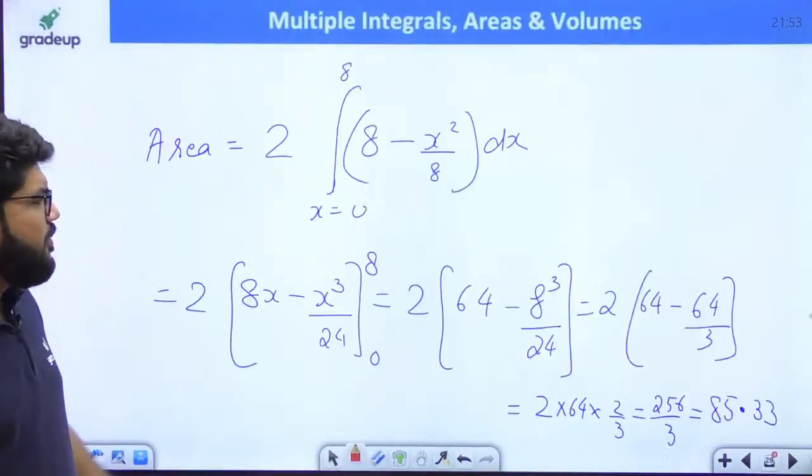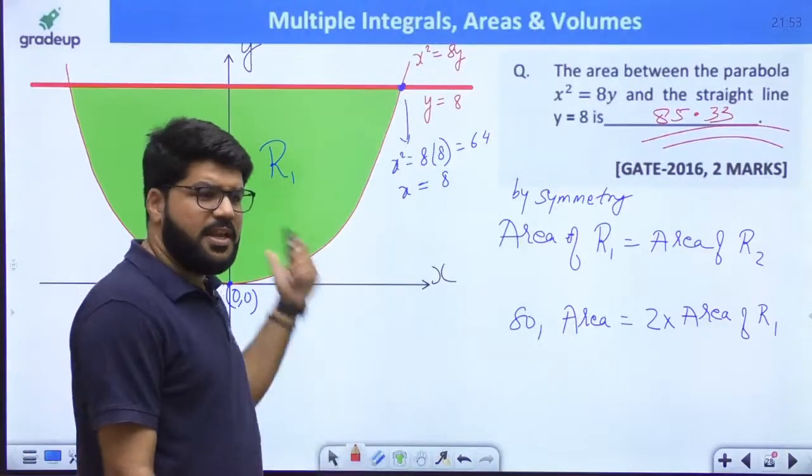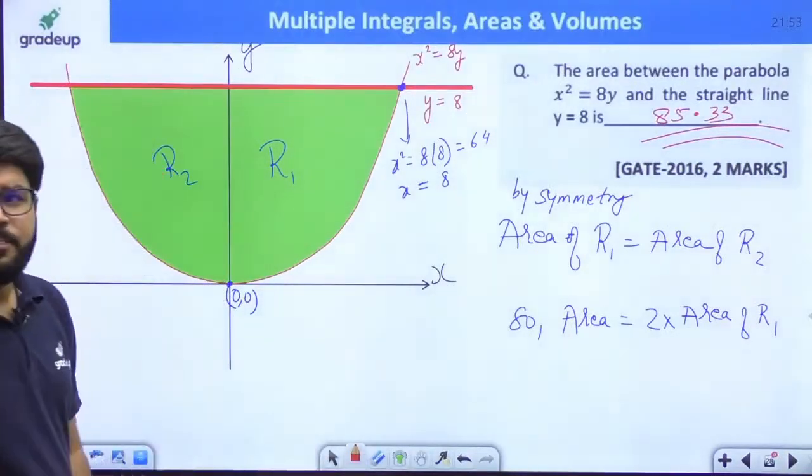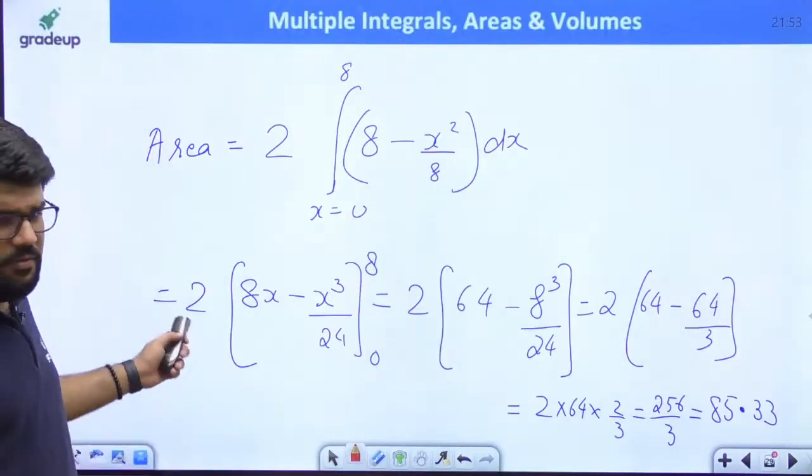Because I am trying to hear that, it is just going fine. 85.33, very simple question. Just follow the upper function minus lower function. And here there was symmetry, so I took twice. 256 by 3, after doing twice.